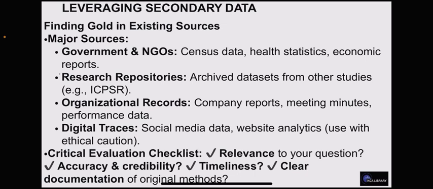You understand? So when we're talking about government and NGOs, major sources from them could be census data, health statistics or economic reports. Research repositories could be archived datasets from other studies, e.g. ICPSR. It could also be organizational records, which could be company reports, meeting minutes, and performance data. And fourthly, digital traces: social media data, website analytics, used with ethical caution. Now, critical evaluation checklist.